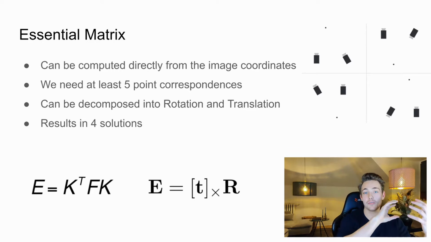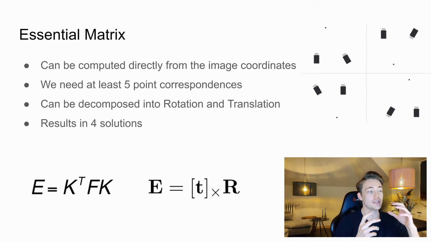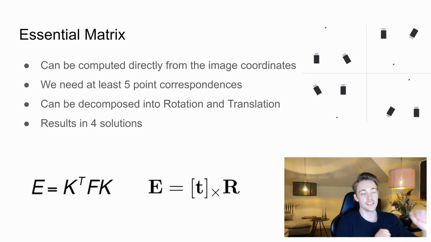So basically, to find that, we need to find the essential matrix, because when we have a point in one of the images and we want to project that over to another image, we can use the essential matrix. The essential matrix can be computed directly from the image coordinates, and we need at least 5-point correspondences. So we need all those different kinds of features. The more features we have, the better the result that we get. And when we have our 5 correspondences, we can estimate our essential matrix.